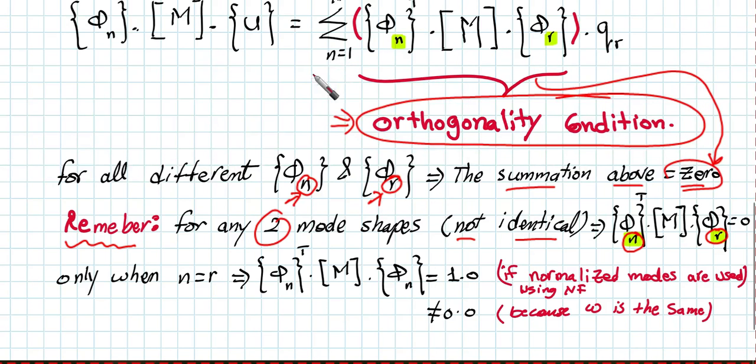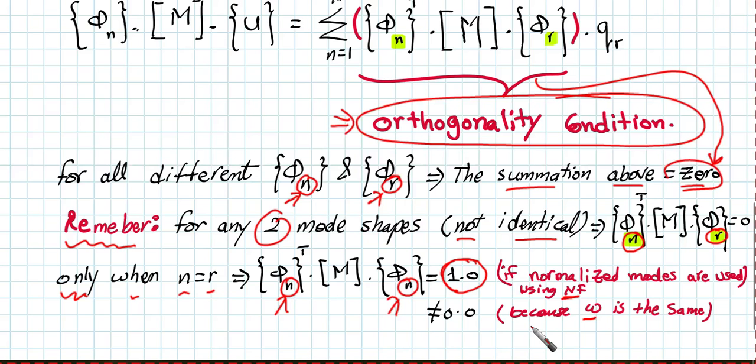Only when n equals r, we are going to have phi n transpose m times phi n equal to 1 if normalized modes are used, using the normalization factor. If you do not remember the meaning of the normalization factor and normalization of mode shapes in general, please visit the previous lecture. So it is going to be 1 if we use normalized mode shapes using the NF. Otherwise, if we didn't normalize, it would not equal 1. It wouldn't equal 0 if we have the same mode shape, because omega is the same.